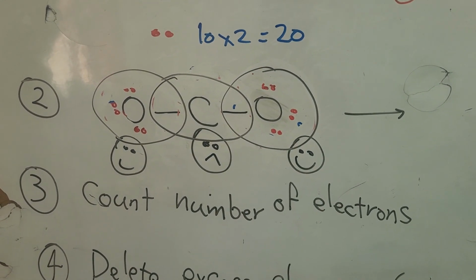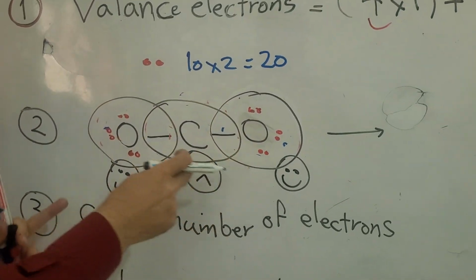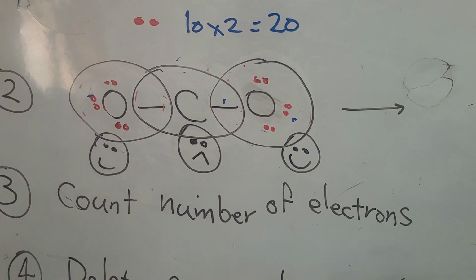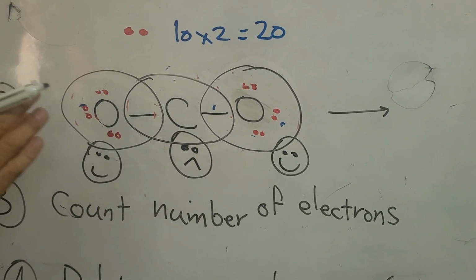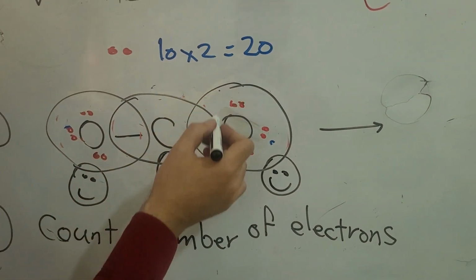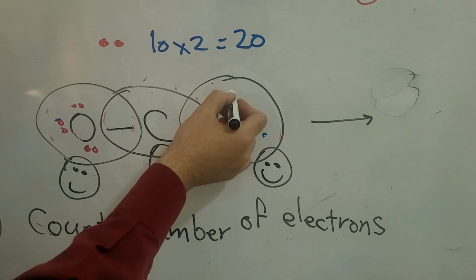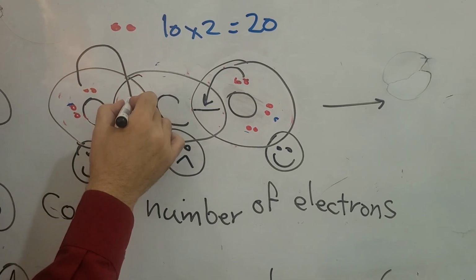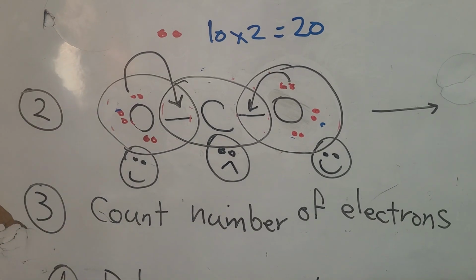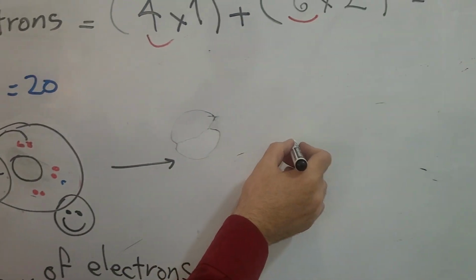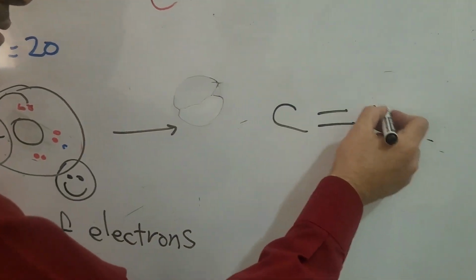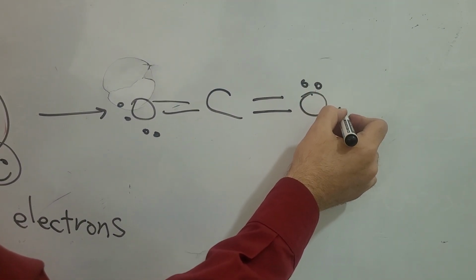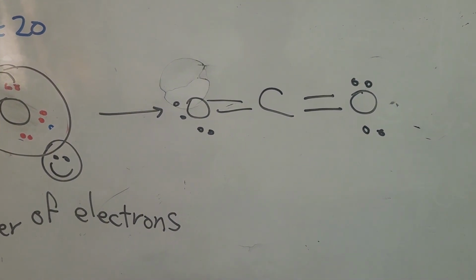Okay? So this oxygen and this oxygen are friends with carbon, and they say to carbon, don't be worried, we help you. This oxygen says to carbon, I share a lone pair, shared pair. And this oxygen says, I share this lone pair, shared pair. And so, the final structure is this. At this moment, oxygen and carbon together are happy.